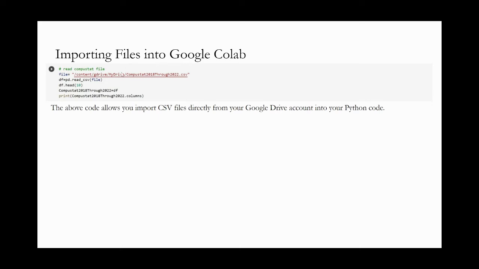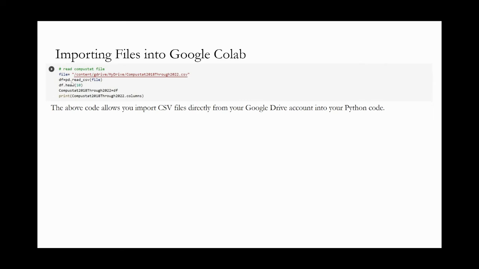So let's say the CompuStat data has some of the fundamental data, like when earnings are and when their quarterly announcements are, and what the company is, right? So here you would do file equals, and then this is basically the file path on Google Drive. So it's content/gdrive/My Drive, and then the name of your file if it's just sitting in your drive. If it's in a folder within Drive, let's say a folder called hedge fund, then it'll be My Drive/hedge fund/CompuStat 2018 through 2020.csv, right?